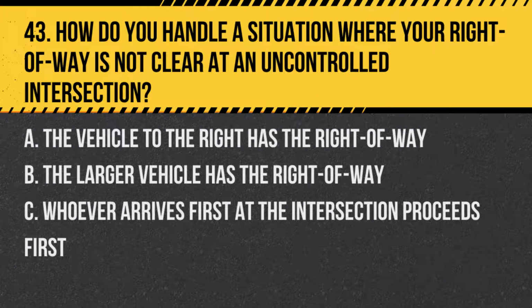Question 43. How do you handle a situation where your right-of-way is not clear at an uncontrolled intersection? A. The vehicle to the right has the right-of-way. B. The larger vehicle has the right-of-way. C. Whoever arrives first at the intersection proceeds first.